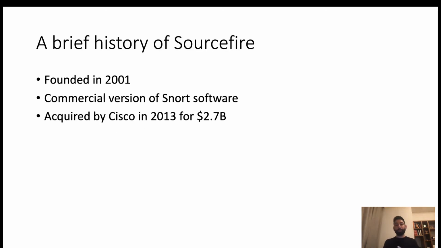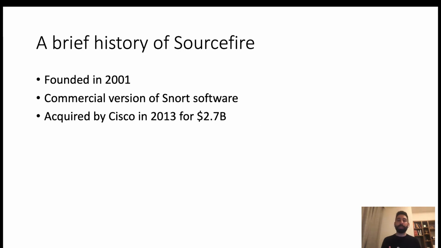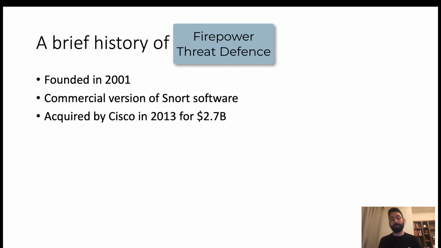A brief history of Sourcefire. It was founded in 2001 as an independent company. It was not a part of Cisco. They used to provide a commercial version of the Snort software. Snort, as some of you might know, is an open source, network-based IPS, and Sourcefire provided support on that IPS. Cisco acquired this in 2013 and rebranded it as the Firepower suite of products.